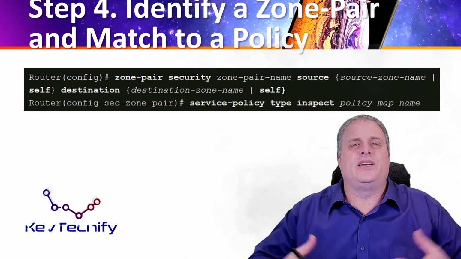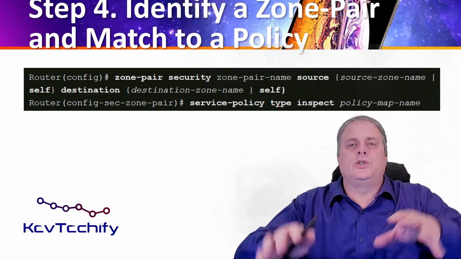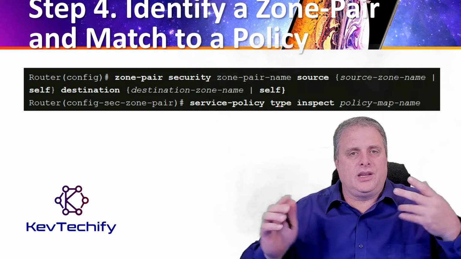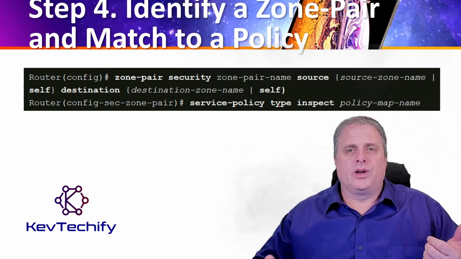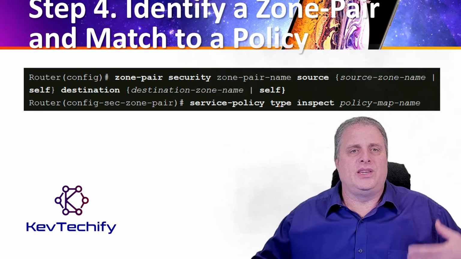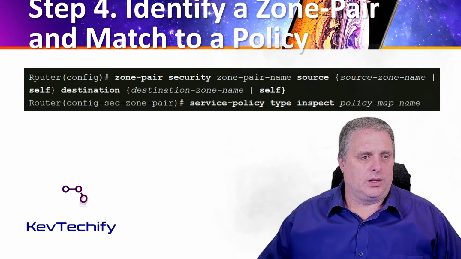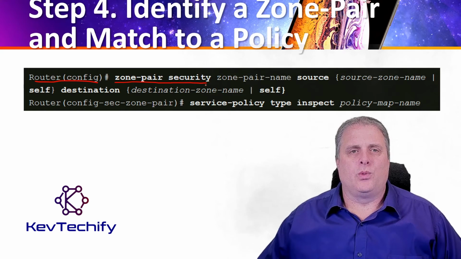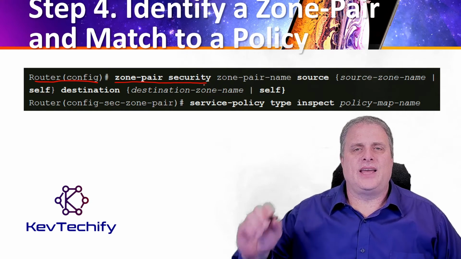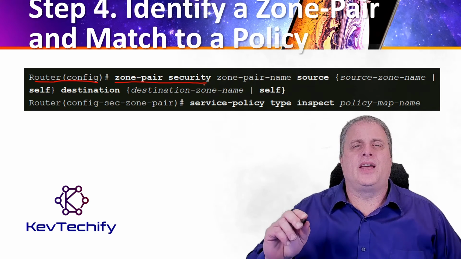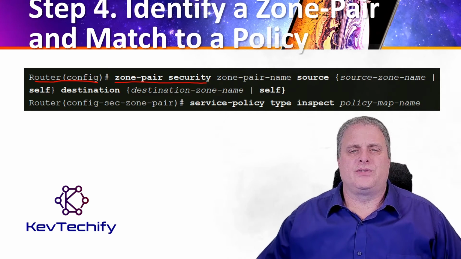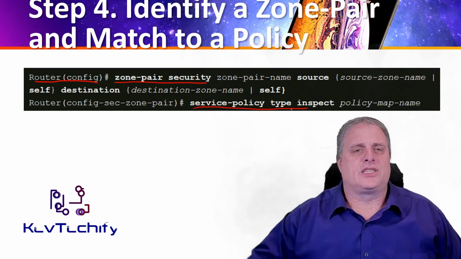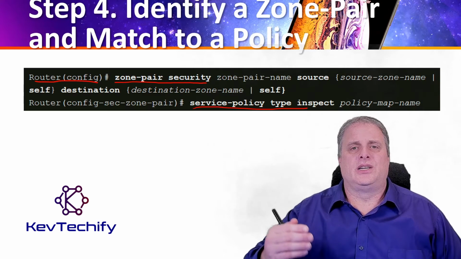The fourth step is to identify a zone pair, and then we associate that zone pair to a policy map. Here we have the command syntax. What we're going to do is create a zone pair with the zone pair security command. So in global configuration mode, we're going to use the zone pair security command, and we're going to create that zone. And then once we've created that zone, we're going to use the service policy type here to attach a policy map and associate the action to that zone pair.